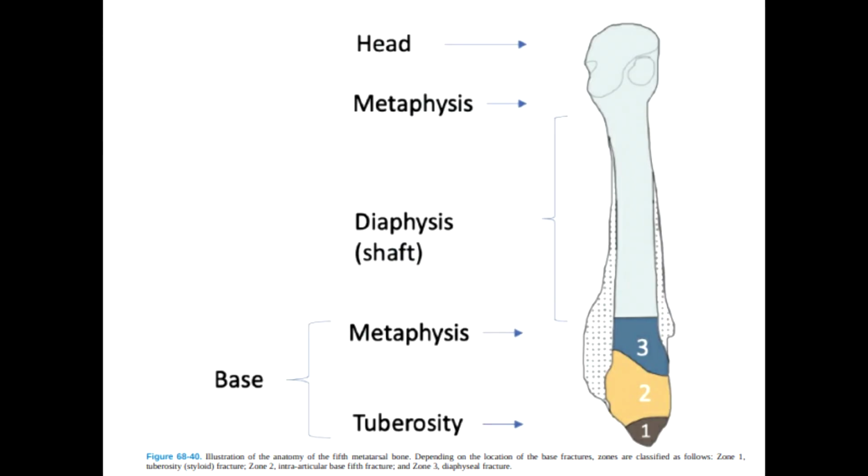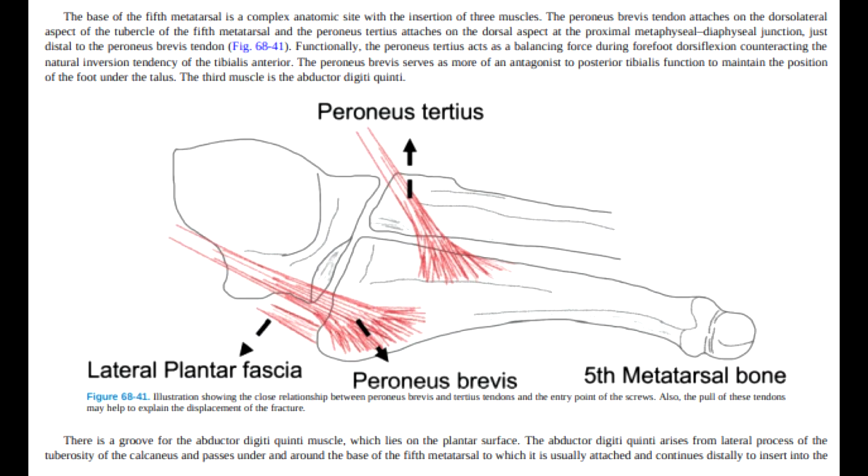The base of the fifth metatarsal is a complex anatomical region with multiple tendon insertions. The peroneus brevis tendon inserts on the dorsal lateral aspect of the tubercle. The peroneus tertius tendon inserts more distally at the metaphyseal-diaphyseal junction. These tendons exert significant pulling forces during dorsiflexion and eversion, and often contribute to fracture displacement. Functionally, peroneus tertius balances forefoot dorsiflexion forces, counteracting tibialis anterior. Peroneus brevis stabilizes the foot under the talus and prevents excessive inversion.